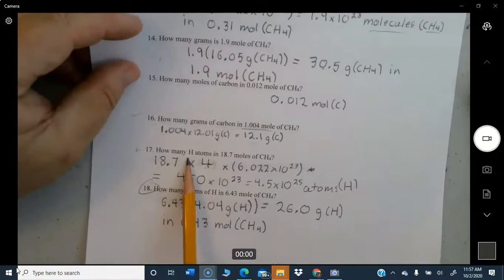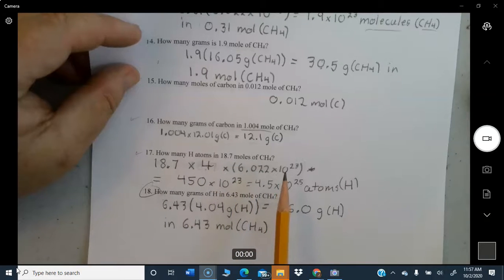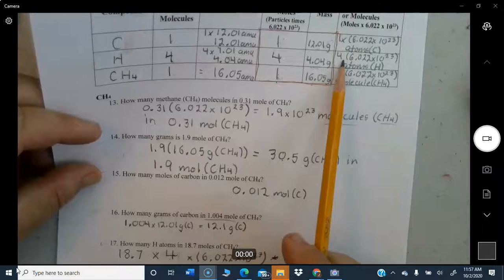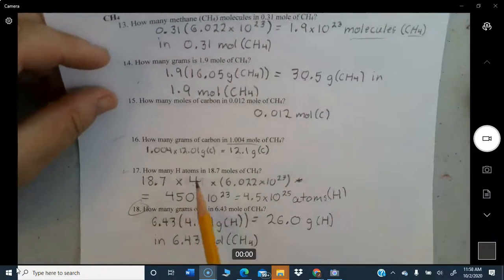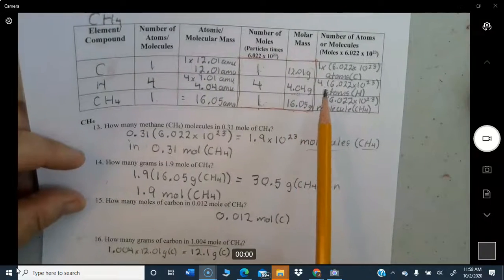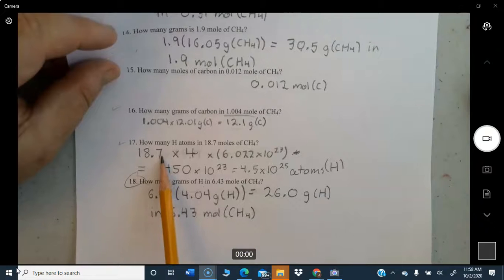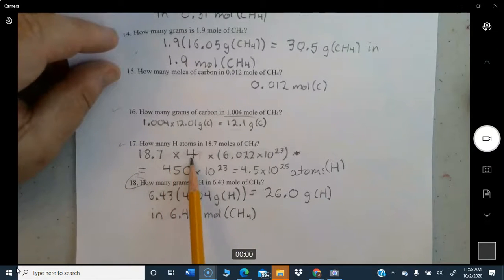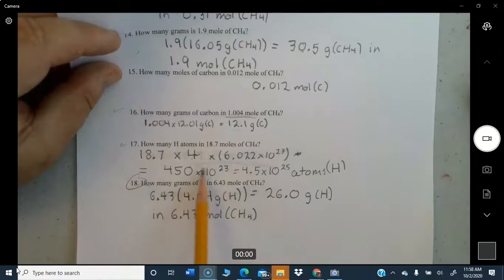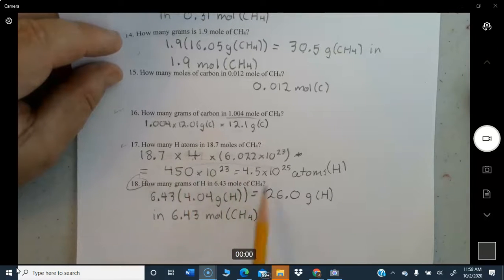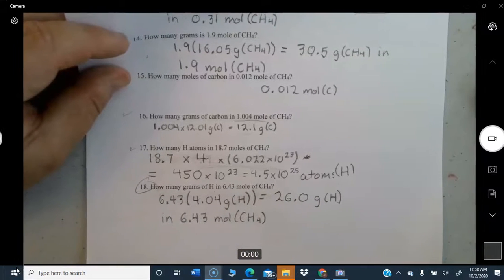Finally, how many hydrogen atoms in 18.7 moles of CH4? So in 1 mole of CH4, you have 4 times a mole. So if you're interested in 18.7 moles, then it's going to be 18.7 times 4 times a mole. That will be how many? So 18.7 moles of CH4, and then this is how many atoms there are in 1 mole. So you multiply that by 18.7, and you end up with this number. Scientific notation, you got to make a little decimal adjustment. So it's 4.5 times 10 to the 25th atoms of hydrogen. Okay, we'll move on to the next one.